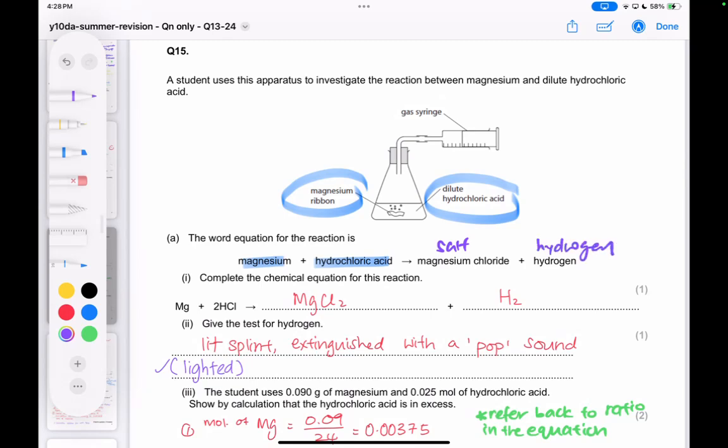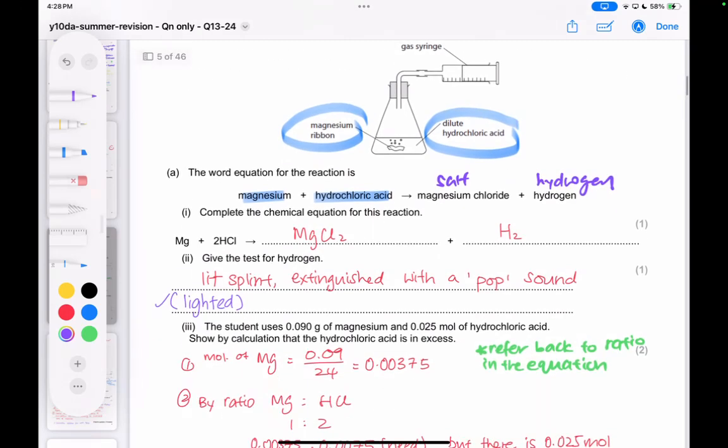Now this is a very common one, so you do need to learn how to write the balanced equation. The common error that I see here is the formula of the salt. Magnesium is group 2, chloride is group 7. If you crisscross, the salt formula will be MgCl2. They have balanced it very nicely for you, so take note of that. Okay, so that's only 1 mark.